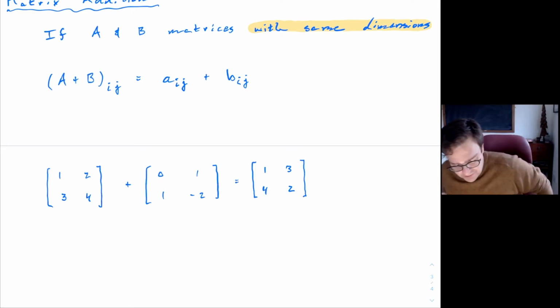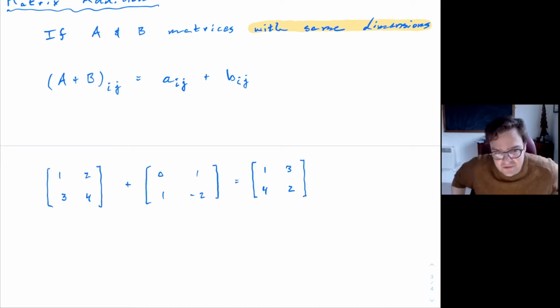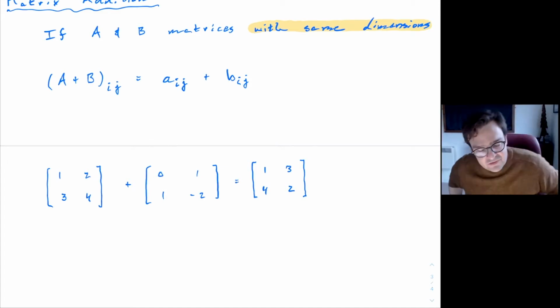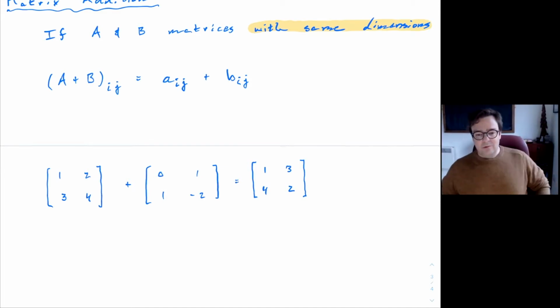And you should see from that why you need the matrices to be the same size. If the second matrix there had a third column, what would we do with it? The rules don't explain what to do. You could of course invent a rule that would allow that. But the rule that we're inventing and that we're going with does not allow that.